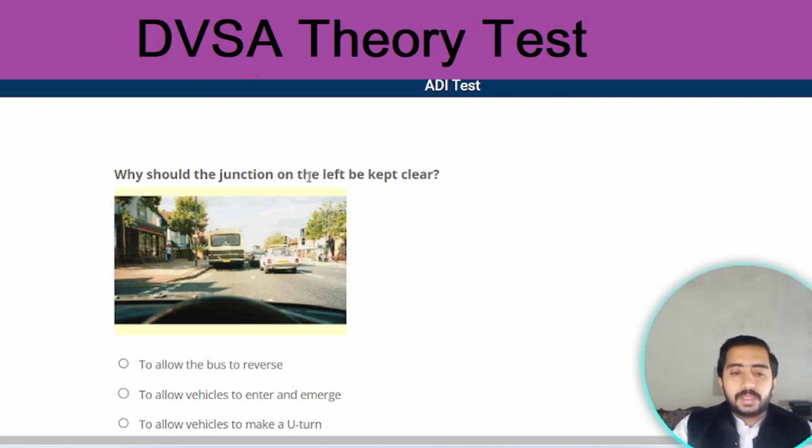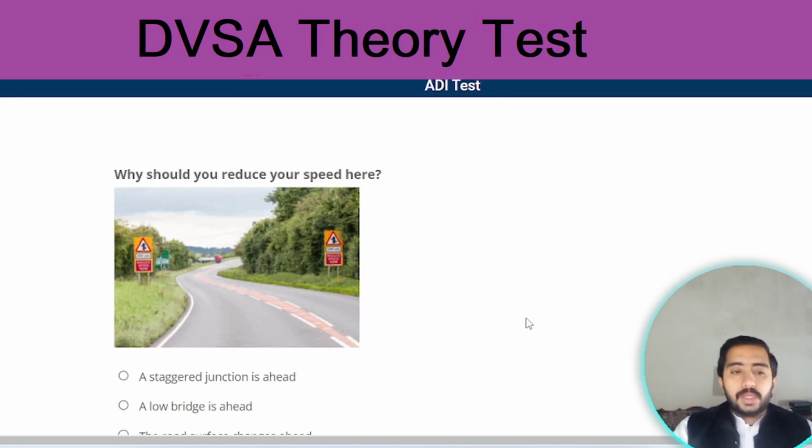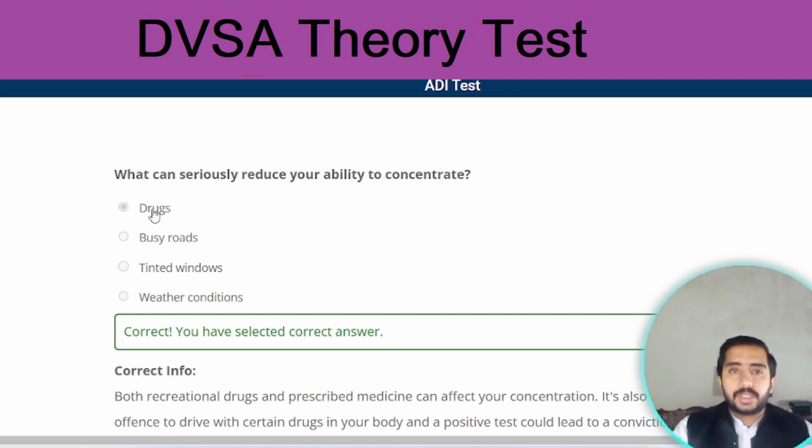Why should the junction on the left be kept clear? The correct answer is option B, to allow vehicles to enter and emerge. Next question. Why should you reduce your speed here? The correct answer is a staggered junction is ahead. Option A is the correct one. Next question. What can seriously reduce your ability to concentrate? Drugs can reduce your ability of concentration. Option A is the correct one.